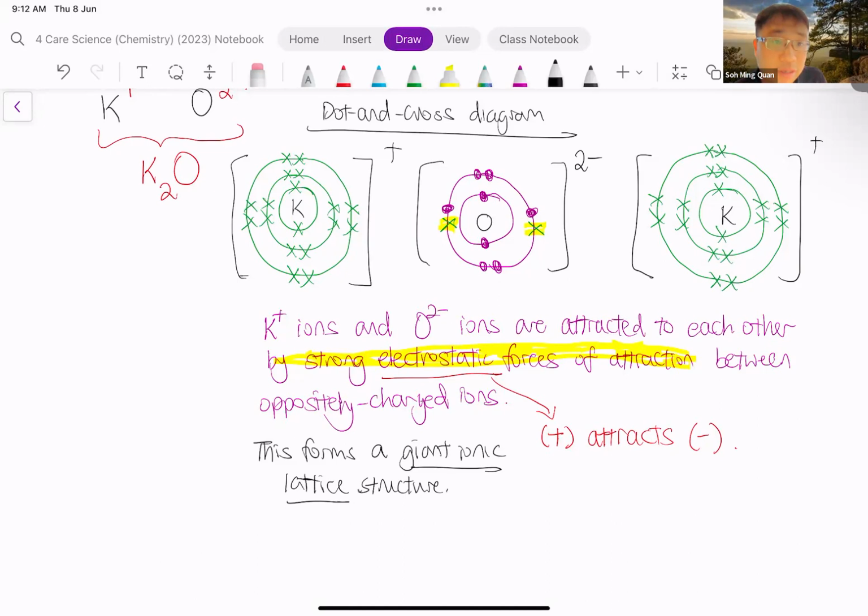So if you're done with this, copying this, please give me a thumbs up so I know you are done and I can move on to the physical properties of ionic compounds.